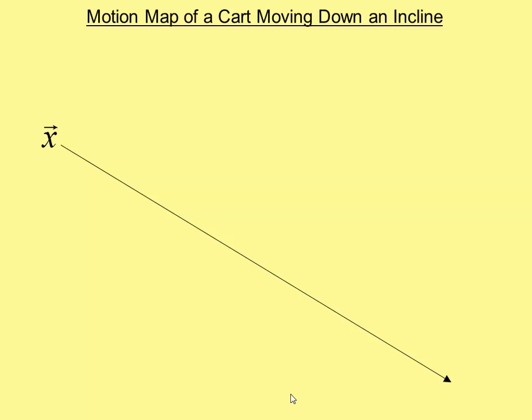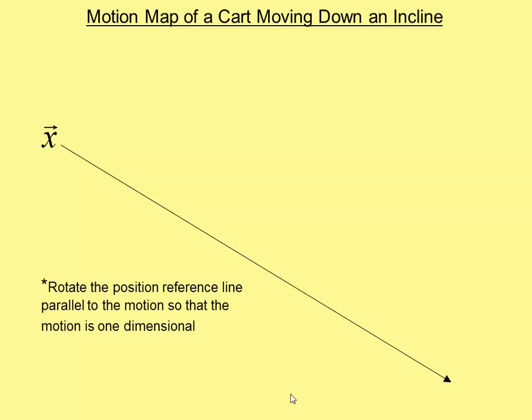Let's do a motion map for the cart moving down the incline. You'll notice, first of all, that I've rotated the position reference line. It's position reference line. It's got an X on it, right? I've rotated it to be parallel to the motion because that way the motion is one-dimensional. We don't want to say that this thing is moving horizontally and vertically. We just want to say it's moving up or down the incline. One-dimensional motion.